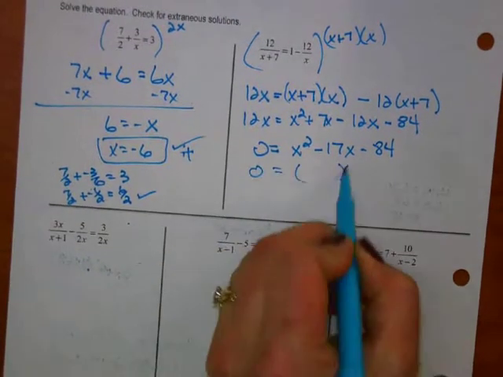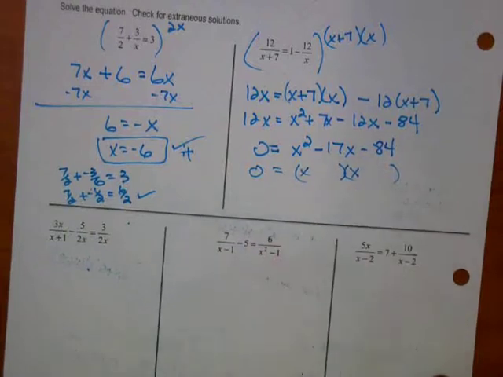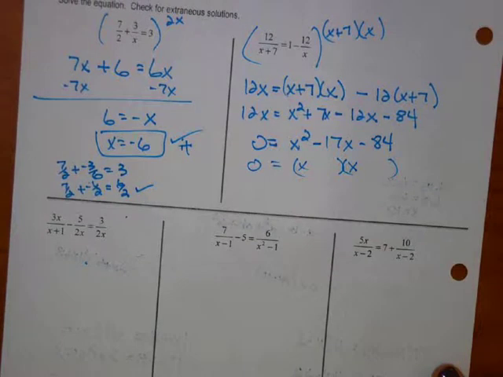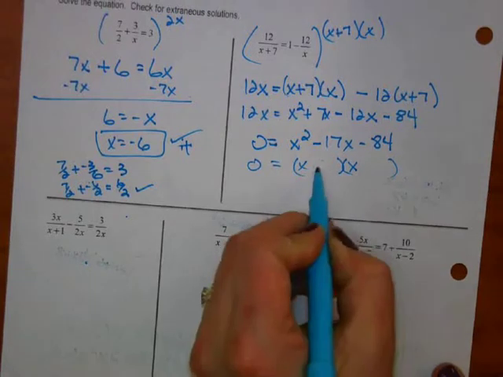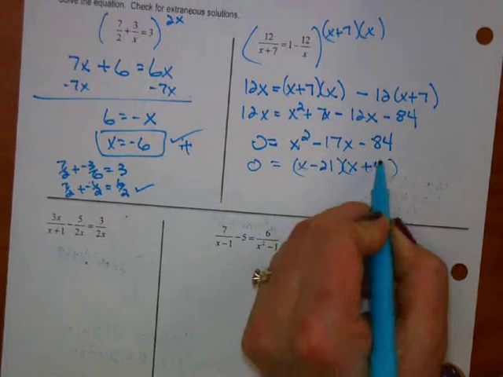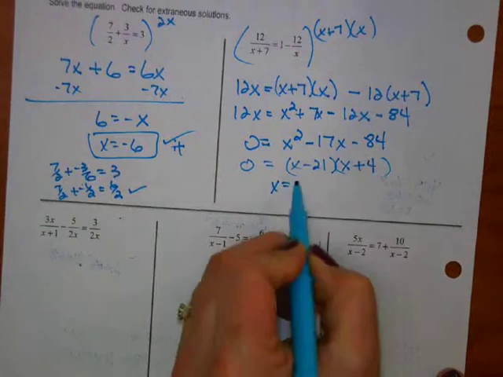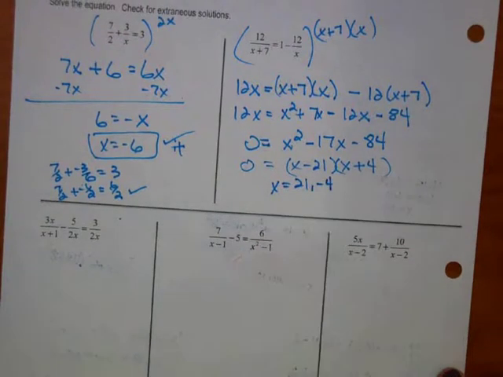Factors of negative 84 that add to negative 17. Does anybody know? Negative 21 and 4. Think about it. 4 times 21 is 84, and negative 21 plus 4 is negative 17. So x equals 21 and negative 4.